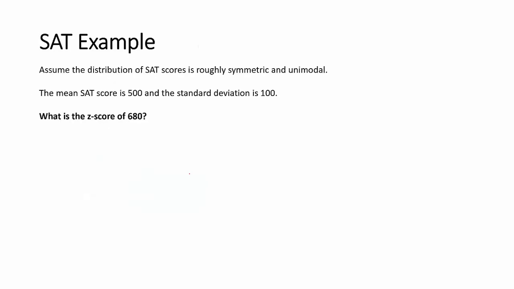So let's do this SAT example. We're going to assume that the distribution of SAT scores is roughly symmetric and unimodal. We know that the mean SAT score is 500 and the standard deviation is 100. So let me just sketch what's happening here. If it's roughly symmetric and unimodal, we know it looks like this. The mean would be in the center here, 500, and standard deviation is 100. Now, just so we all know, SAT scores go from 200 to 800.